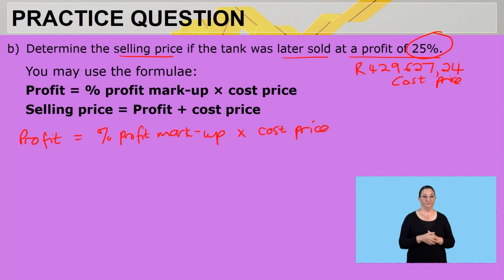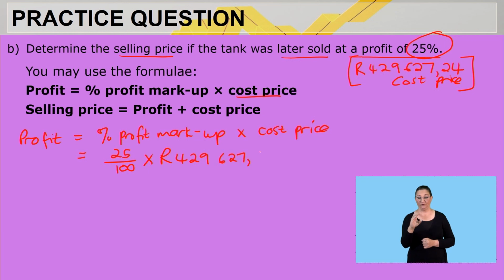Now I'm going to substitute. What is the percentage markup? It's 25%. So I say 25% of what? Of the cost price. As I've indicated there, I wrote the cost price down here, so that will be 429,627 rand and 24 cents. Now let's perform this calculation to see what we'll get. So it is 25 divided by 100 multiplied by 429,627 rand and 24 cents.